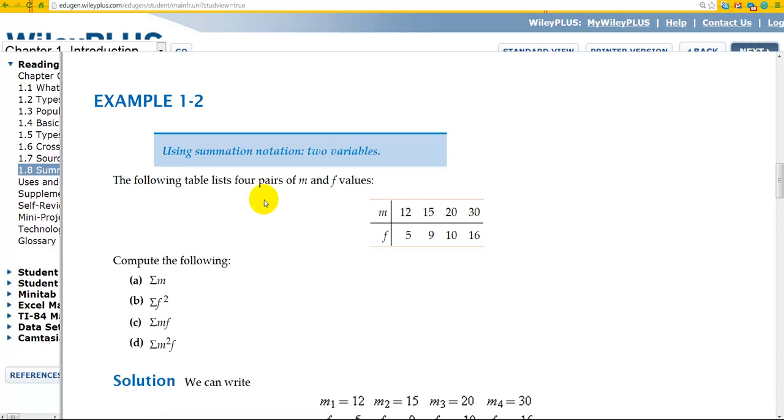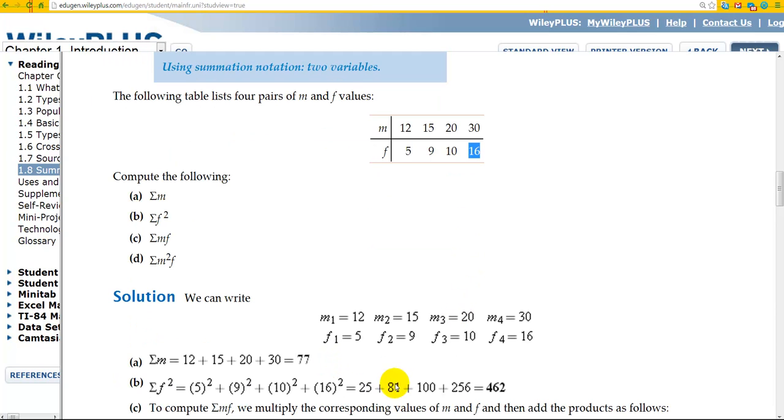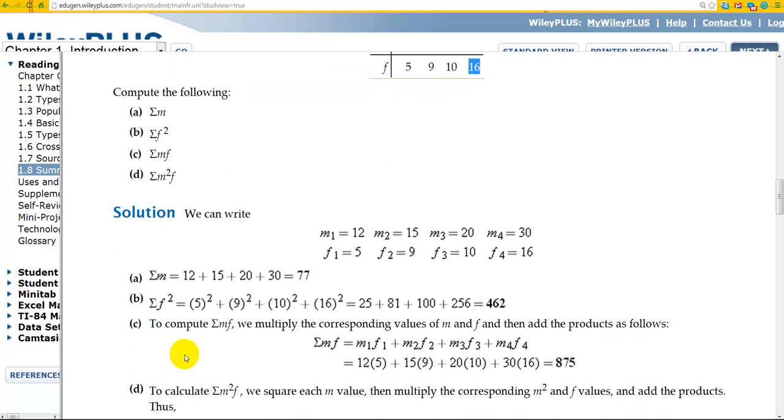How about here? Here's M and F. M goes through these numbers, and F goes through these numbers. So compute sigma M. You add up 12, 15, 20, and 30, right? What is that? 50, 65, 72. So this would be 72. What does this symbol mean? Add up F squared. Square 5, that's 25. Square this, 81, 100, and 256. So that's this plus this plus this plus that, which is this number. You can go back and check these. You should if you don't understand it.